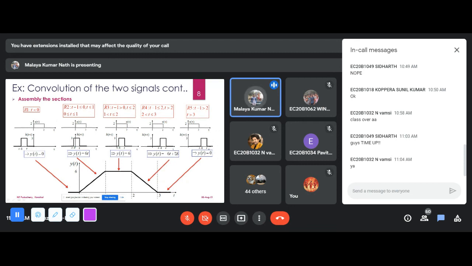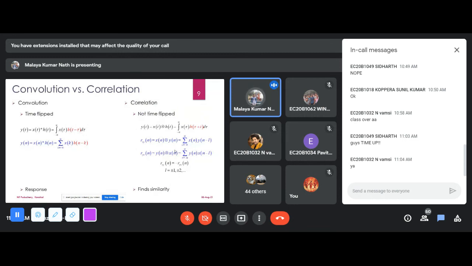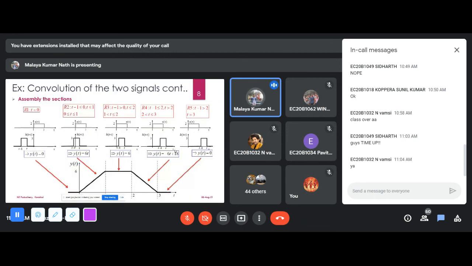I hope it is clear to all of you. Anybody has any doubt, please tell me. So this is called your convolution. This is called your linear time invariant system response, LTI system. Yes, anybody want to ask? Please ask me.